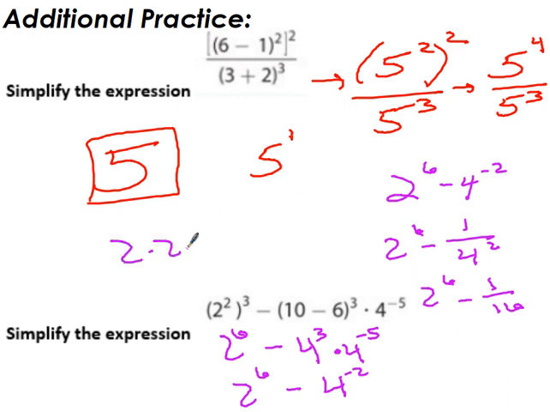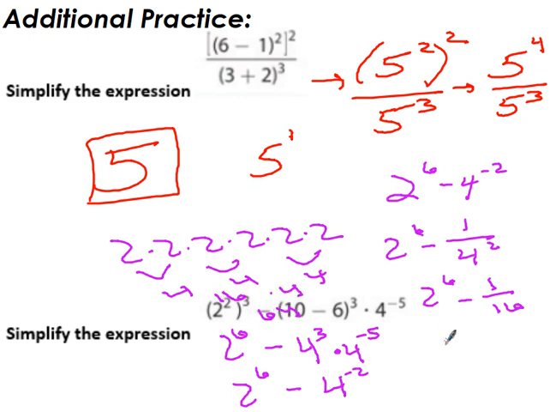So, because 2 to the 6th power is just 2 times itself 6 times, right? Well, 2 times 2 is 4. 2 times 2 is 4. 2 times 2 is 4. 4 times 4 is 16 times 4, which is 64. So what I figured out is that 2 to the 6th power is 64 minus 1/16. And this is going to be our final answer of 63 and 15/16.